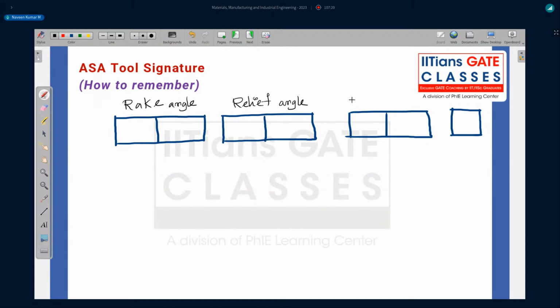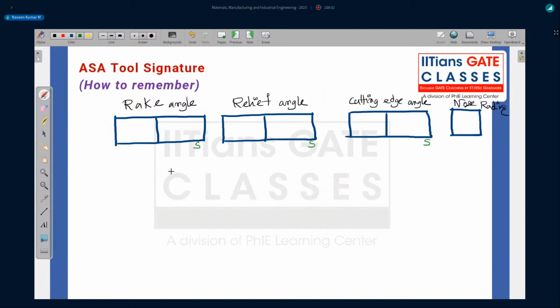Third couple is cutting edge angle couple. The last one is nose radius, that is bachelor. In every couple, the second person is having S, S, S. I will write it like this: S, S, S.